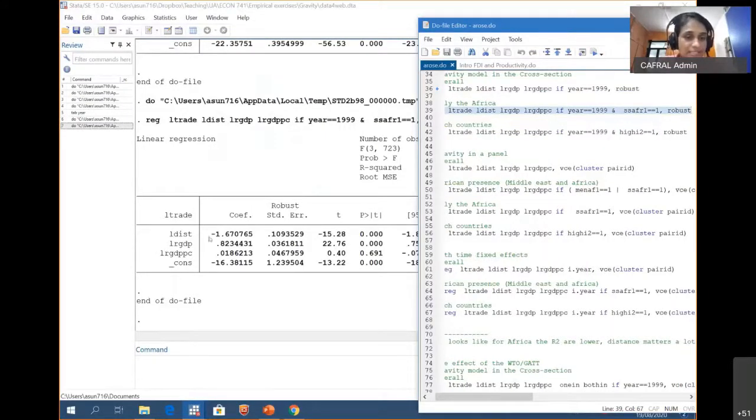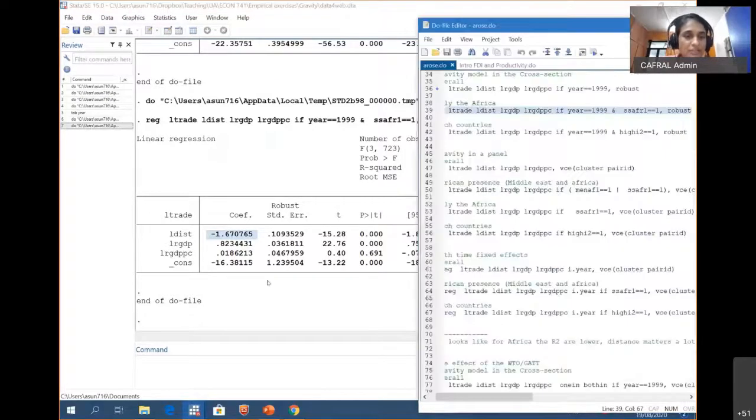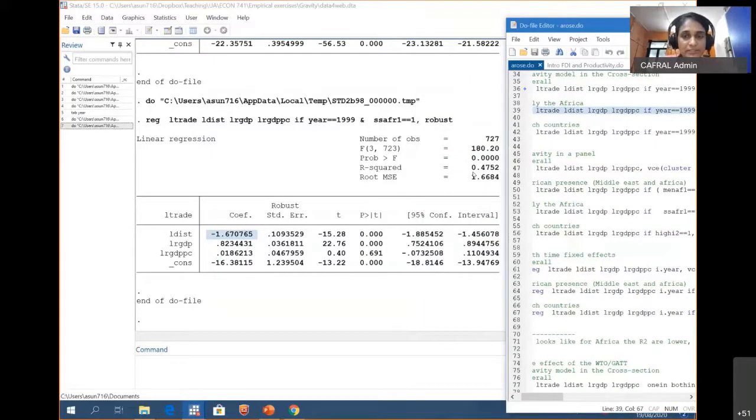You can see that the distance coefficient has gone up now. And as you said, trade barriers are going to be more relevant for Africa. You're right, okay? Not much of a difference with GDP. So let's look at the fit. If you look at the fit, look at what happened to the R squared here, right? So it has gone down a little bit, in fact, substantially.